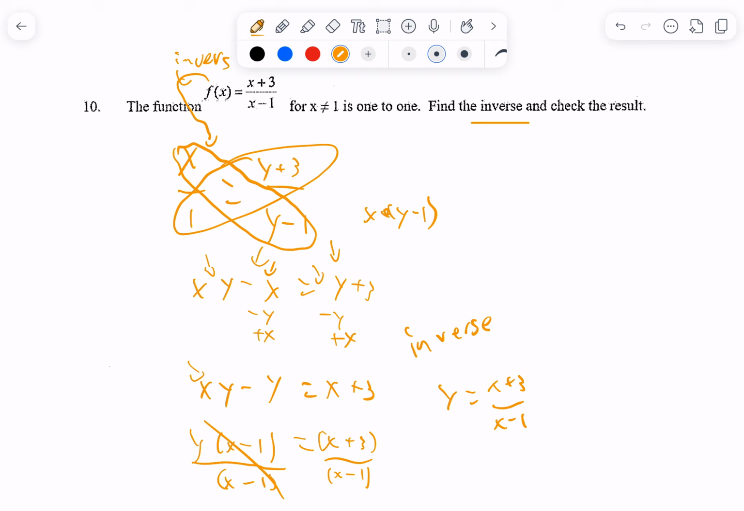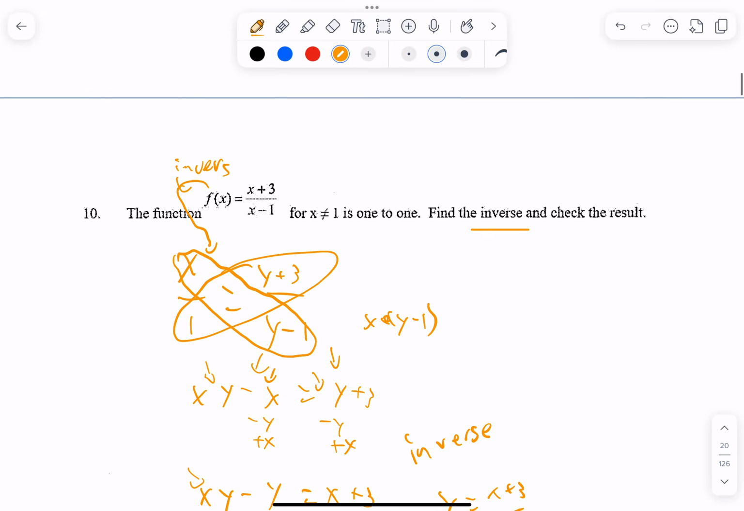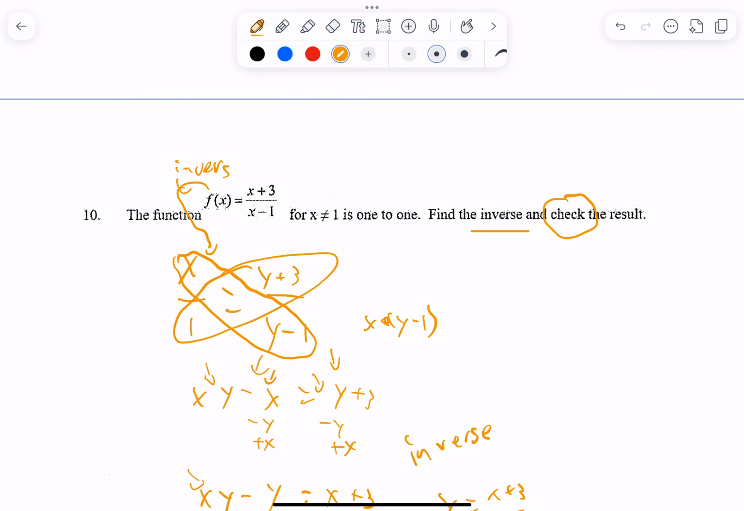Now we have to check the result, because she wants us to check it and we can't forget about that. So let's plug it back in. f of f inverse of x equals, let's put this into brackets, x plus 3 over x minus 1.